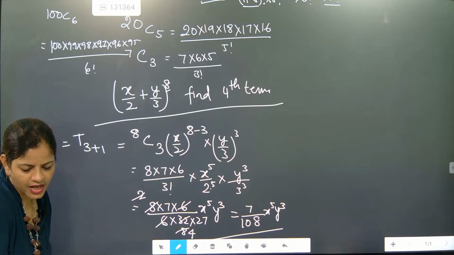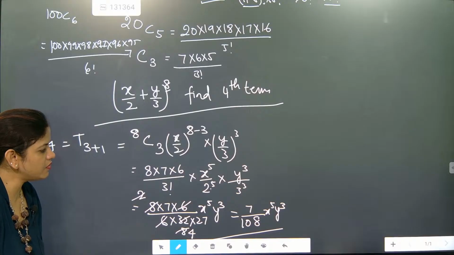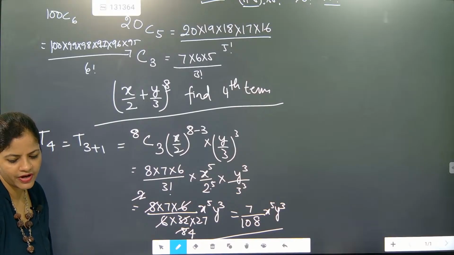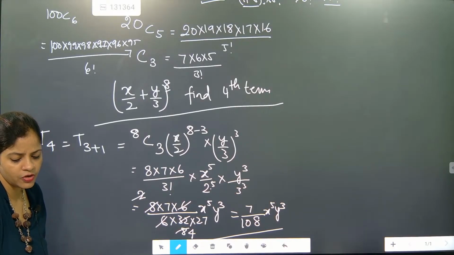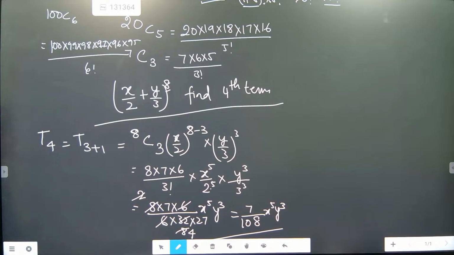Yes, absolutely. 7 by 108, x to the power 5, y to the power 3. There is one numerator part; you check it with her. Some mistake you have made in the numerator.